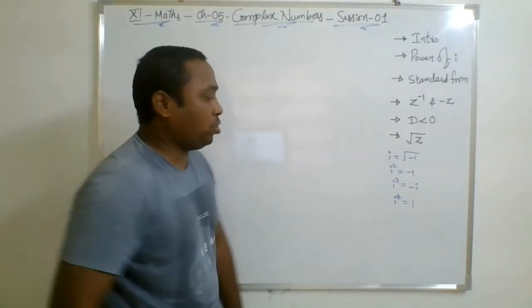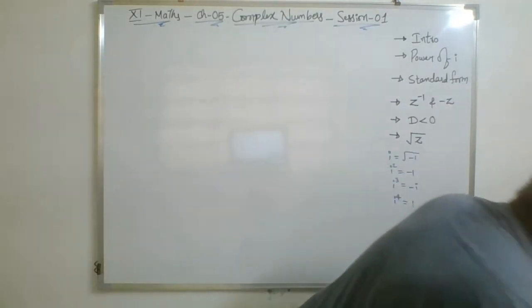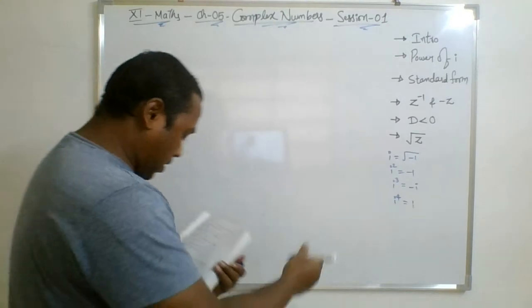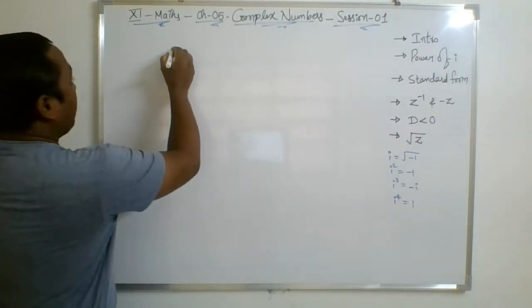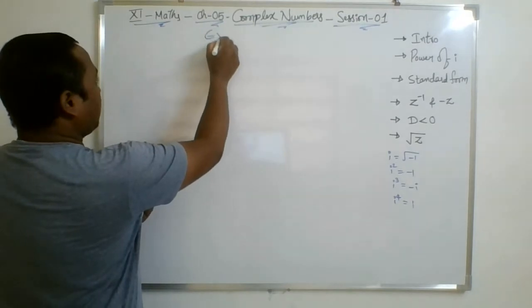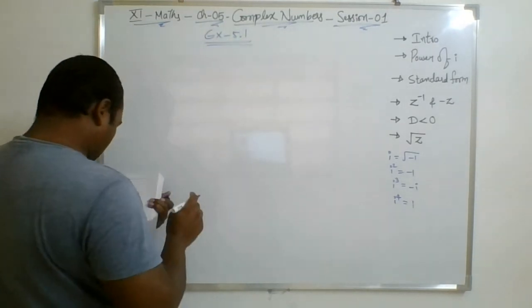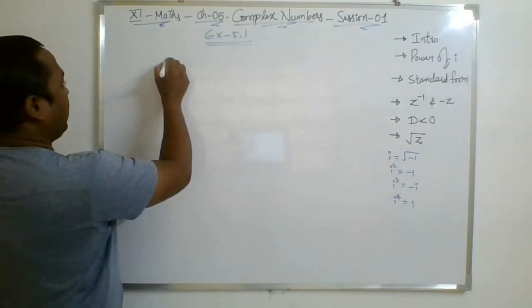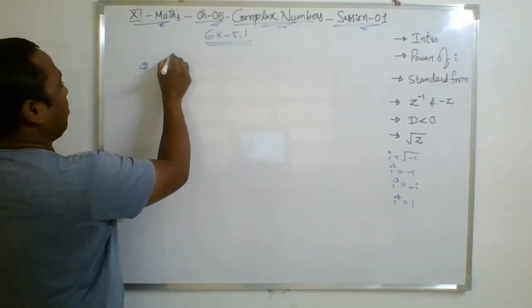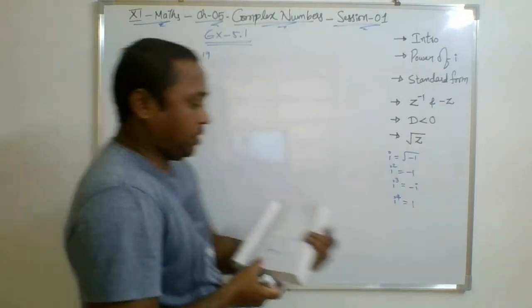Now there are a few questions in the NCERT where you need to solve questions from the exercise itself. I am taking 5.1, right? So we need to solve this question. See, i power 9 plus i power 19.